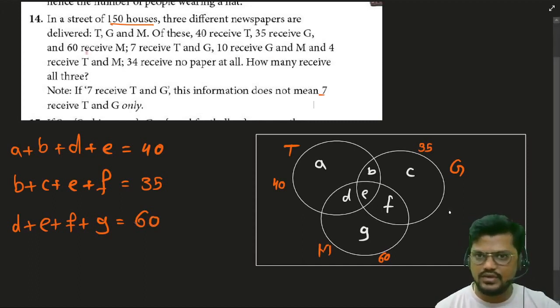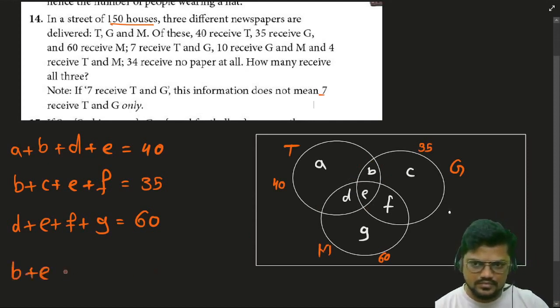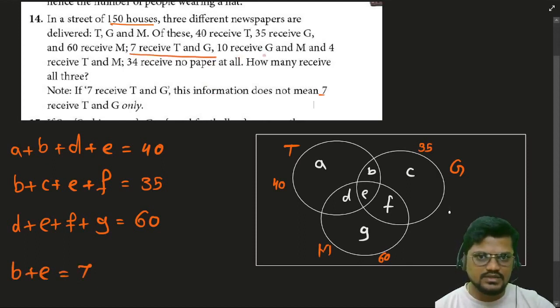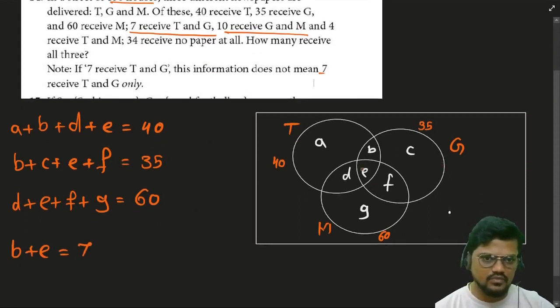After this, what we have: 7 receive T and G. T and G, what is there? B plus E. 10 receive G and M. G and M, what is there? E plus F. Then 14 receive T and M. T and M, what is there? D plus E.